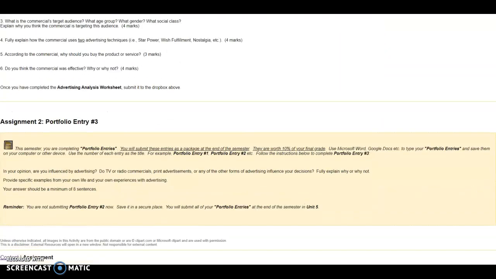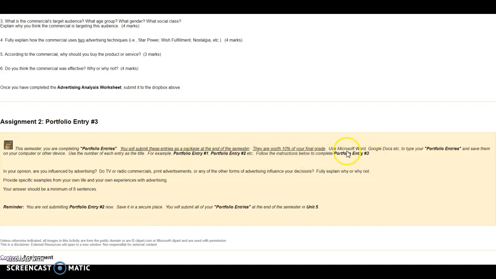There is a second assignment, and the second assignment is our third portfolio entry. So you did 1 portfolio entry in Unit 1, you did 1 portfolio entry in Unit 2, and now we're doing a portfolio entry in Unit 3. If you remember, you should be saving your portfolio entries. There's no Dropbox here for you to submit them. You'll submit them all together at the ending of the semester, and they'll be worth 10% of your grade.